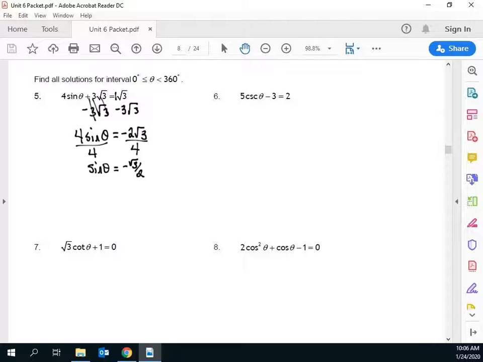So, where is sine negative root 3 over 2? In degrees, 60 is a reference angle. That's good. I'll write it off to the side. Where is 60? Well, what quadrants is sine going to be negative in? Third and fourth. So what is 60 degrees in the third, and what's 60 degrees in the fourth? 240 and 300. Good job.